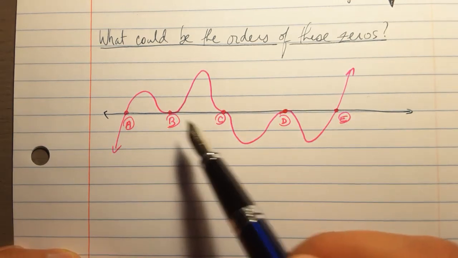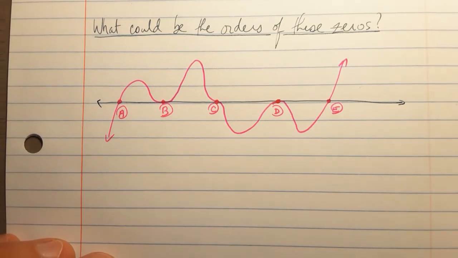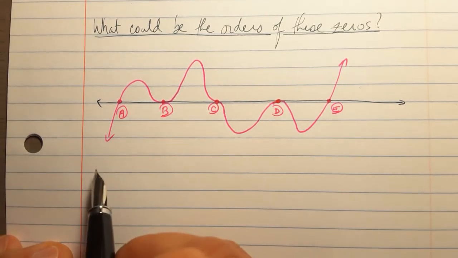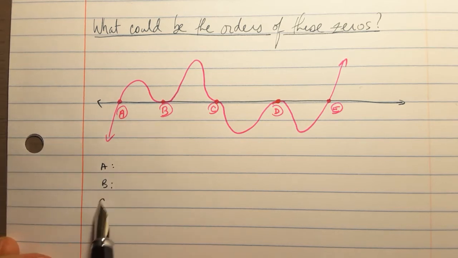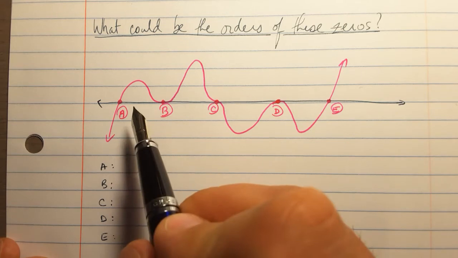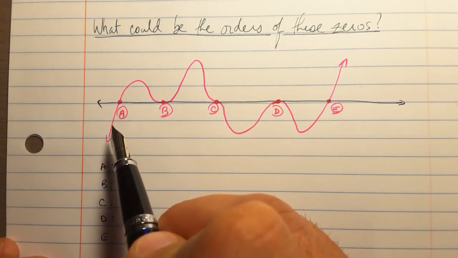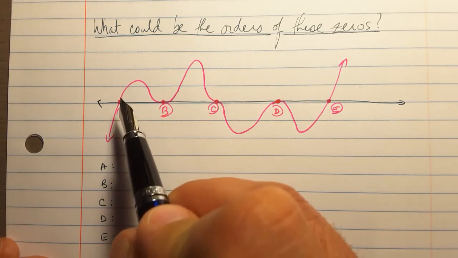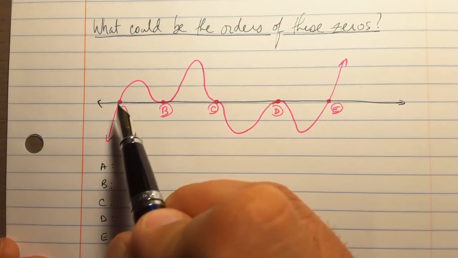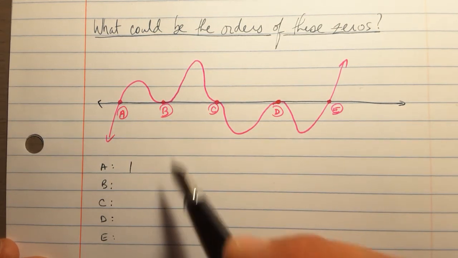And I have 1, 2, 3, 4, I have 5 zeros, and I'm wondering what could the orders of these zeros possibly be. So let me just label them down here. And then let's consider each of them. So there's A. We go from below the x-axis straight through it and then continue up. And because it's in a straight line here, and there's no curve or wobble to it at the zero, that must be of order 1.